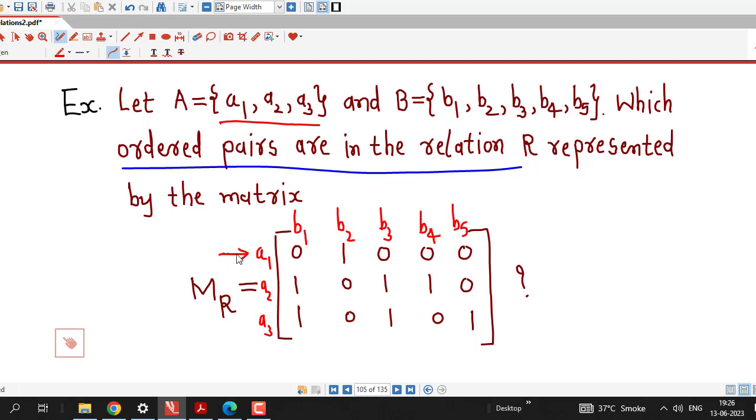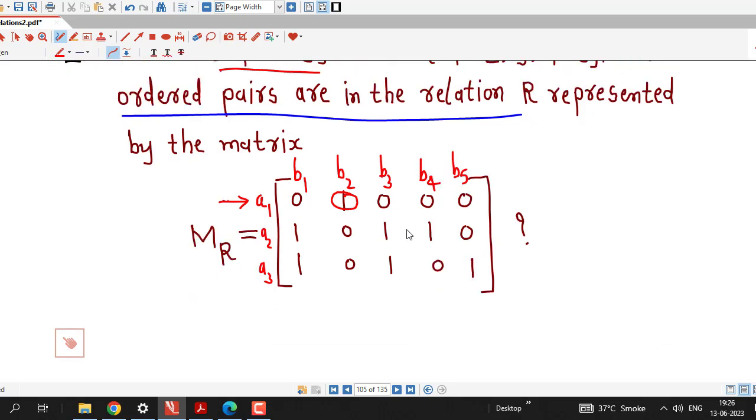I start with the first element a1 and I will search in this row where I obtain 1. So here I obtain 1. Because this entry is 1, (a1, b2) is present in the relation R, or a1 is related to b2. So in our relation I will mention (a1, b2). This ordered pair is present in this relation because this entry is 1. So a1 is related to b2 and there is no other 1 in this row.